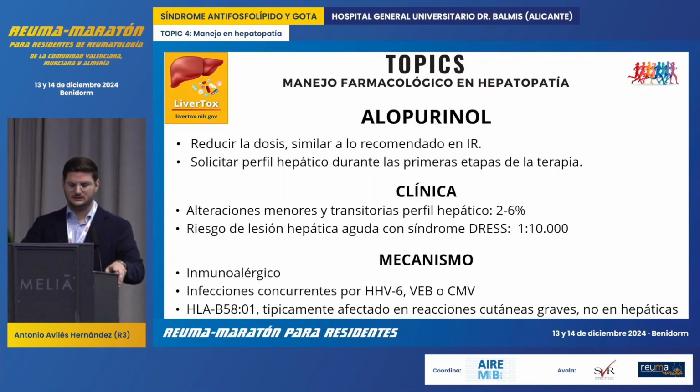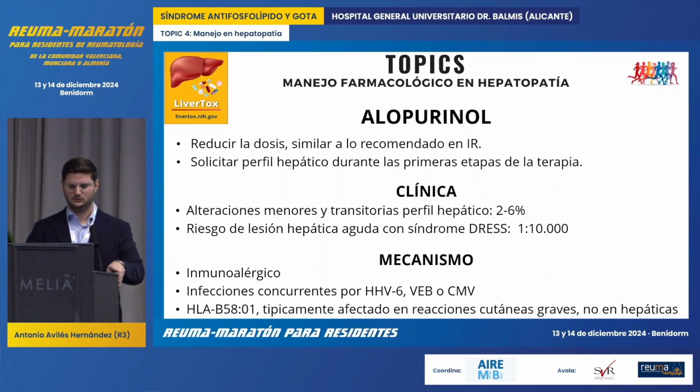Then I found the page at the top right, which is LiverTox, and it's available on PubMed. By typing LiverTox, a drop-down appears with all the drugs and whether they are associated with liver disorders, along with the mechanism by which they act on the liver.